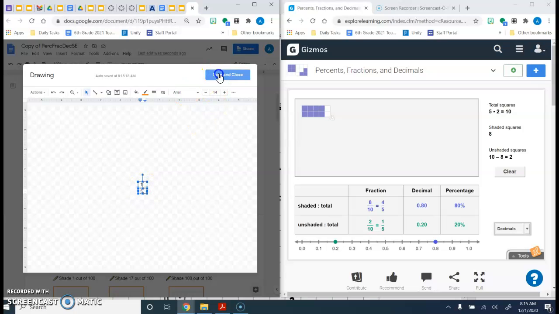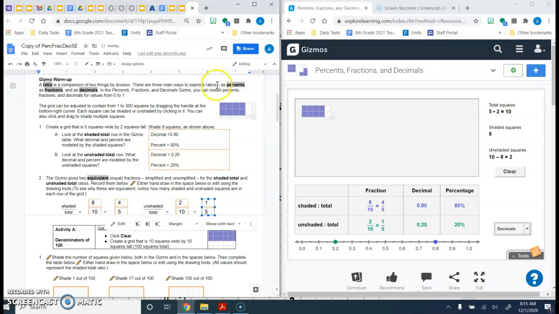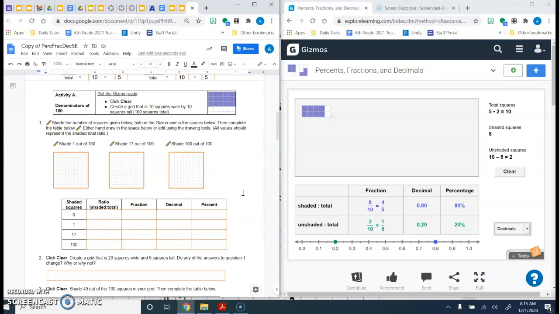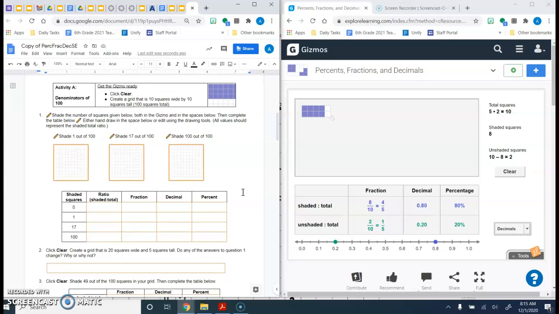Okay, so this is just a little bit on how the gizmo works, getting you warmed up on it. So now you go on to begin doing activity A. And if we look in this little box at the top, it tells you how to get the gizmo ready. Click clear, it says. Create a grid that is 10 by 10. So you have 100 little squares, okay? And then you can begin.